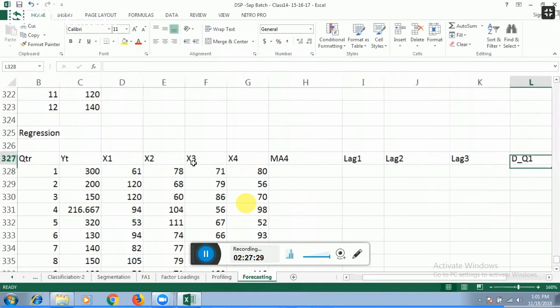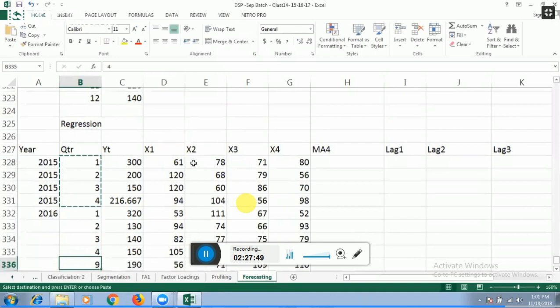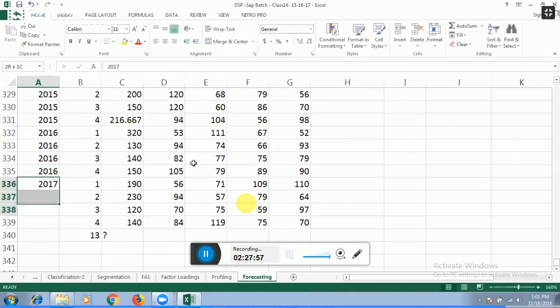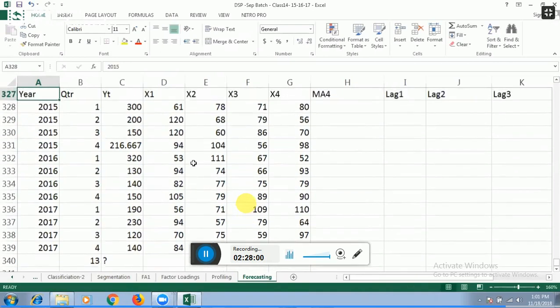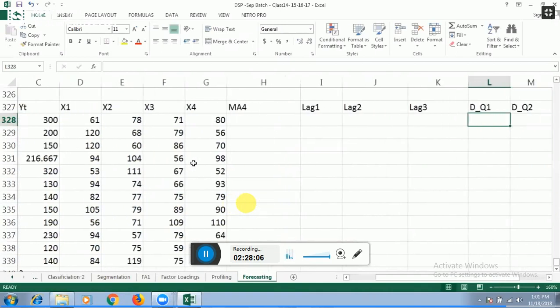If it is data, this is nothing but what? This is assuming that you have the year and this is a quarter. 2015, you have the first 4 quarters. And that is nothing but 2016. And again, you have 4 quarters, right? And of course, 2016 and 2017. So like this, you have the data. In that case, if I want to capture the influence of quarter 1, I'm introducing a dummy variable for quarter 1. Wherever quarter 1 is there, I'm marking it as a 1.